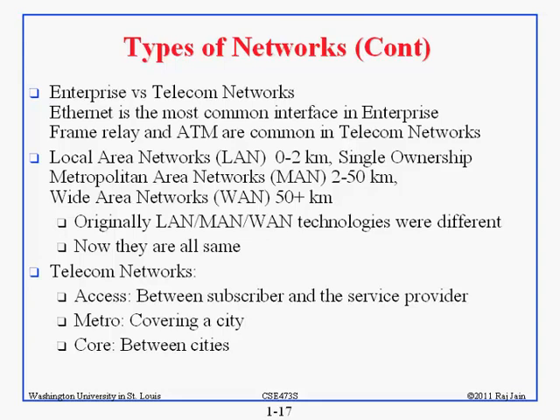That is not used in the metro or core. It's just used in the access. Just looking at electrical networks, they're more likely to use frame relay and ATM, but in metro and wide area networks, they're all the same. They all can use Ethernet.